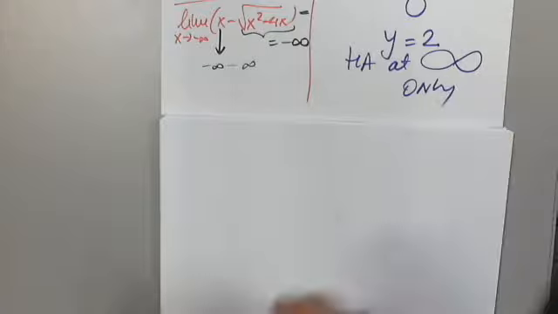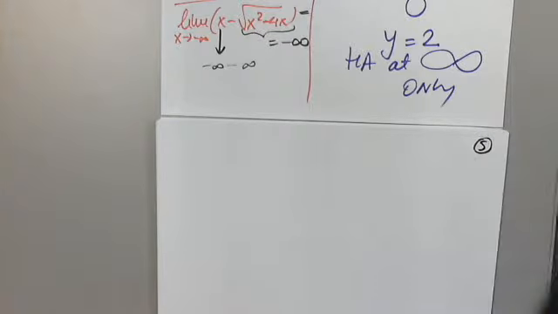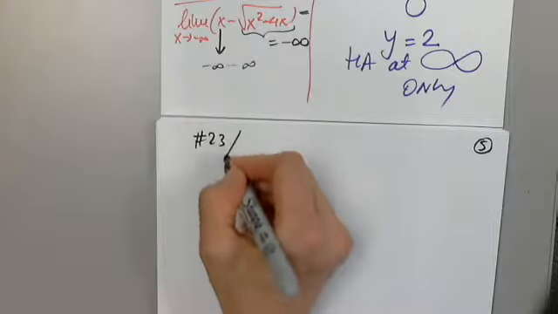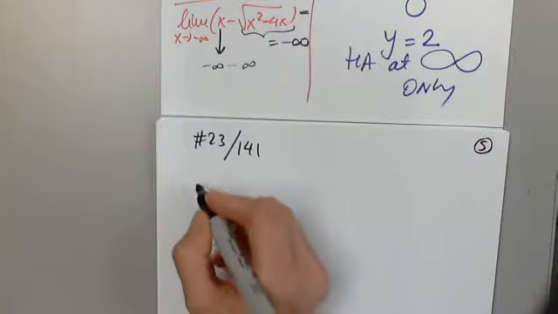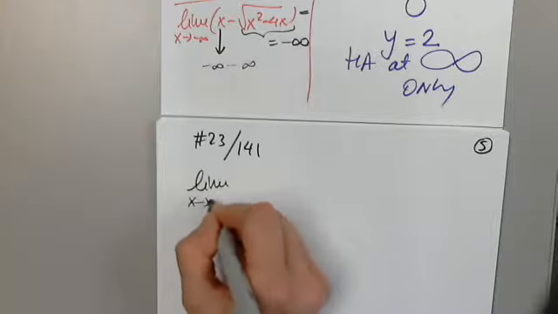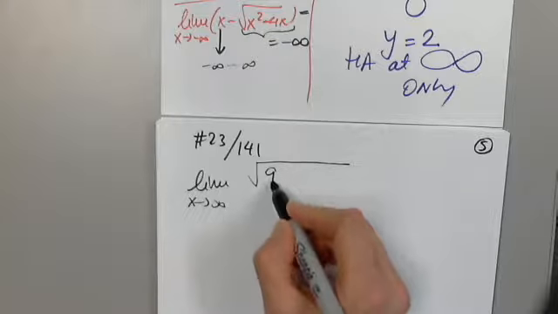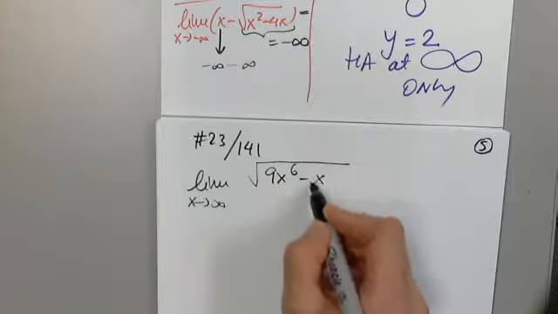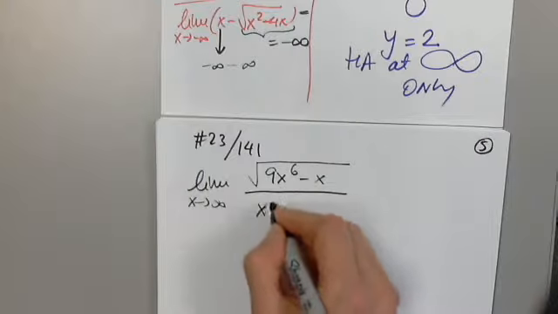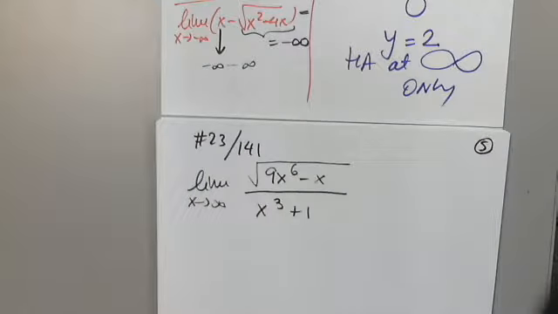Let's look at one more example like this and move on. Let's say 23 on page 141. And I would like you to walk me through this time. This is an easier situation than the previous one, which was more difficult. Ready?